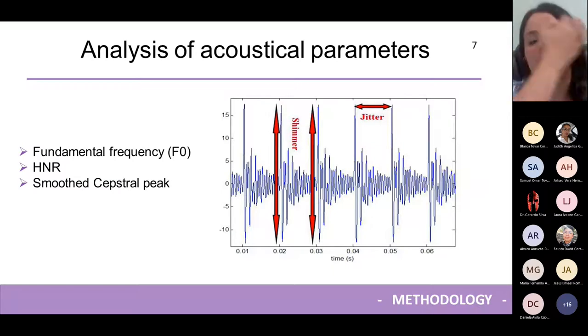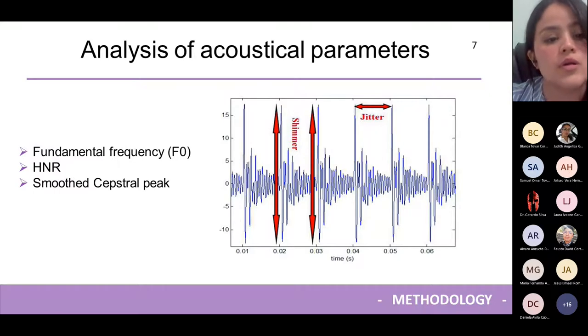Okay. And for the analysis of acoustical parameters, the acoustic analysis includes measurements of fundamental frequency, harmonic to noise ratio, smoothed cepstral peak, and disturbance measurements in frequency and amplitude.